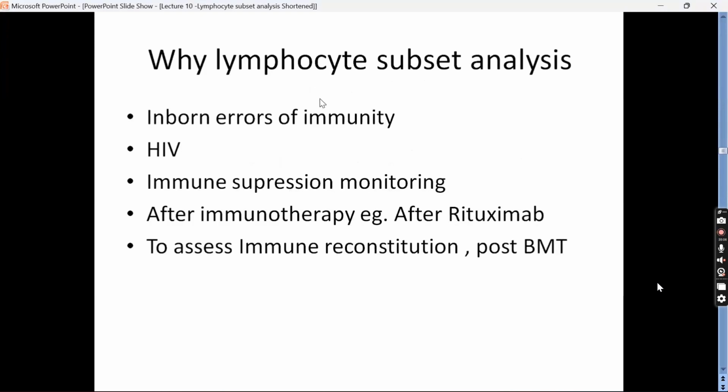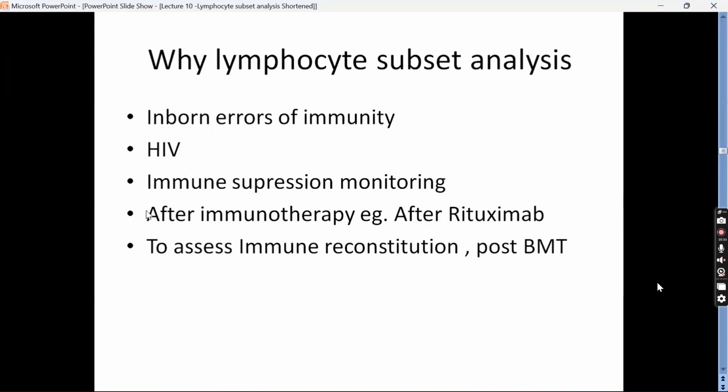Now lymphocyte subset analysis. So why lymphocyte subset analysis? Basically, as I told, to diagnose inborn errors of immunity. But most of the workload for CD4 count comes because of retroviral infection. Similarly, when the patient is put on immune suppression, for example, if the patient has autoimmune disorders, you want to check how the immune cells are suppressed. Are your drugs working or not? So you can check lymphocyte subset analysis in that setting.